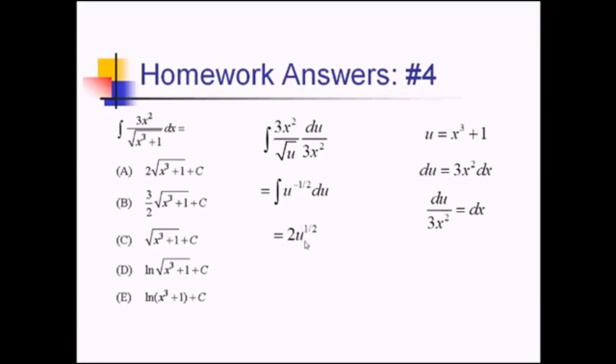I will now substitute x cubed plus 1 back in for u, and I do have a plus c here, by the way. There we go. Can't forget that constant of integration, right? So then I've got 2 times, and this 1/2 power is really square root of x cubed plus 1, all of that plus c, which gives us answer choice A.